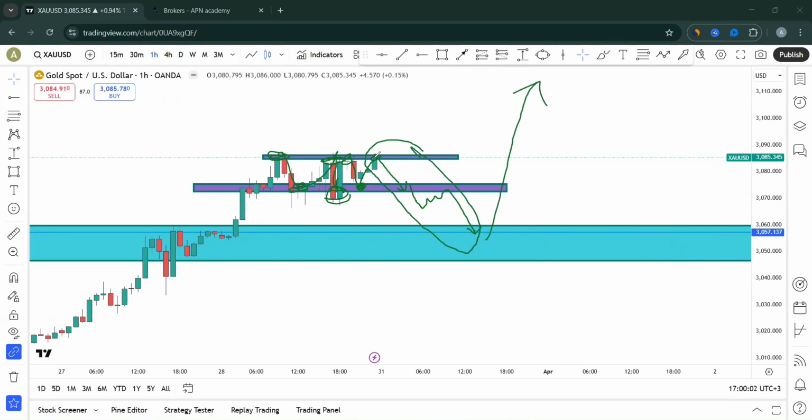Or alternatively, if gold aggressively breaks up, okay, we shall be waiting for a weak retest on this level. Then we target this same high here, okay? I hope that is clear.